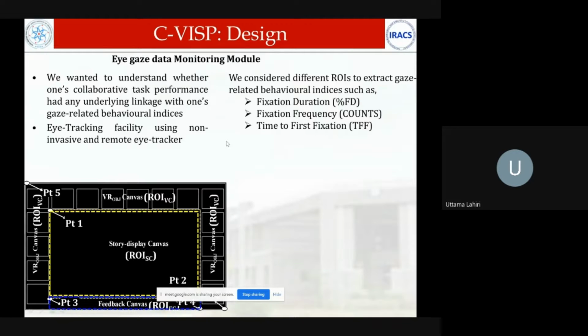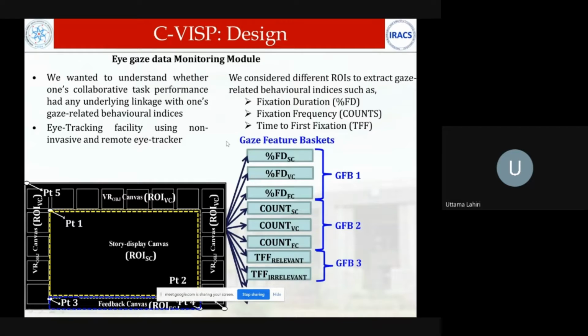Now, we used a non-invasive, remote, desktop-mounted eye tracker, and we extracted different features. These are feature baskets. Some are percentage fixation duration on the story canvas, the virtual object canvas, and the feedback canvas. The gaze feature basket 2 was the counts divided among the story canvas, the virtual object canvas, and the feedback canvas. The gaze feature basket 3 was time to first fixate, relevant.